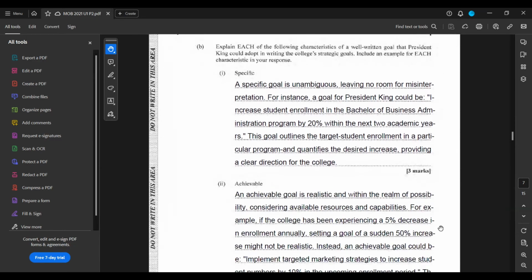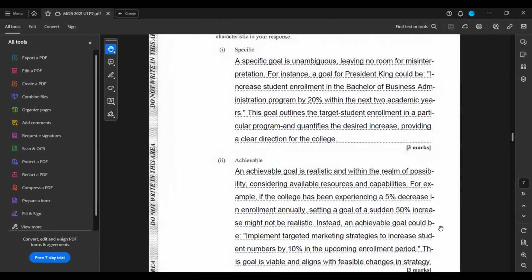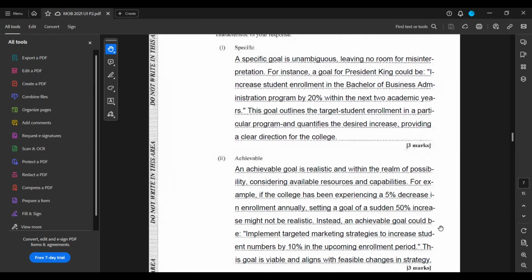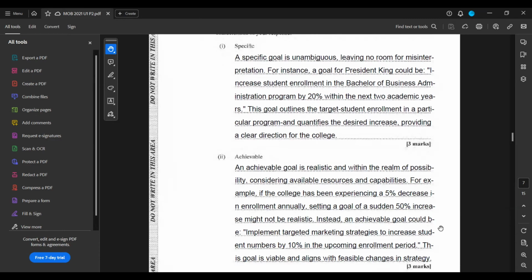Achievable. An achievable goal is realistic and within the realm of possibility, considering available resources and capabilities. For example, if the college has been experiencing a 5% decrease in enrollment annually, setting a goal of a sudden 50% increase might not be realistic. Instead, an achievable goal could be implementing targeted marketing strategies to increase student numbers by 10% in the upcoming enrollment period. This goal is valuable and aligns with feasible changes in strategy.